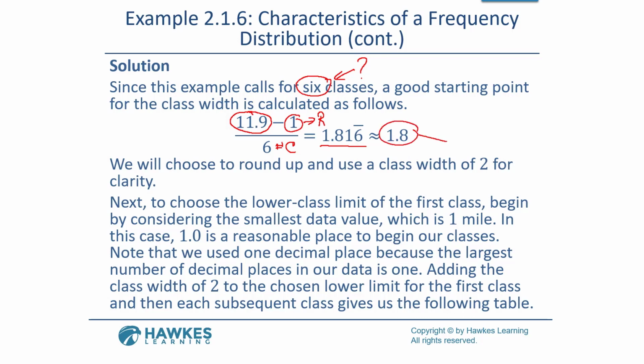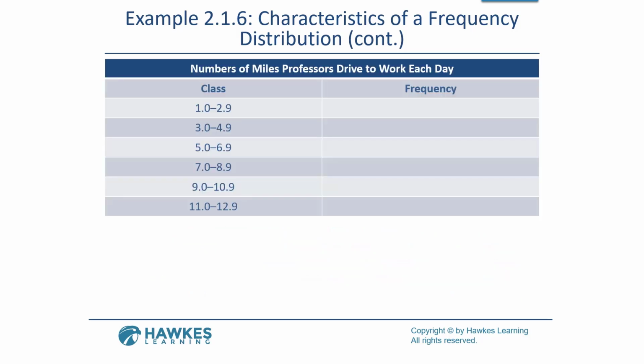You've got the 1.8, so you're going to use 2 for your class width. Then you'll put in the class widths. What do we have? The smallest data item was this 1.0. The class width says, okay, 1.0, the next class is going to start at 1.0 plus 2, 3. The next class is going to start at 3.0 plus 2, 5. Add 2, get the 7, add 2, add 2.